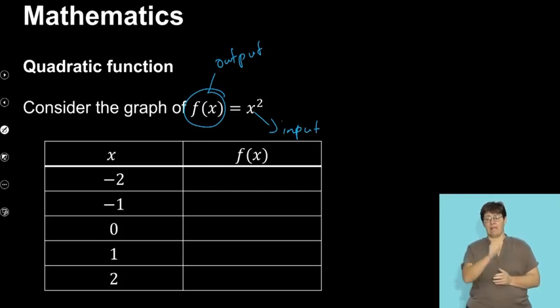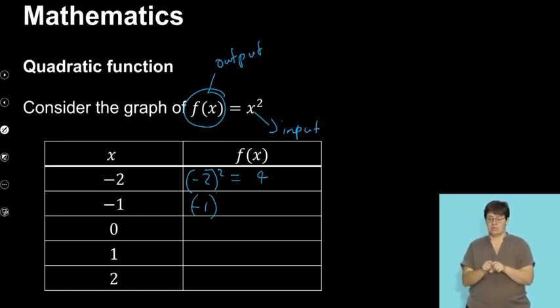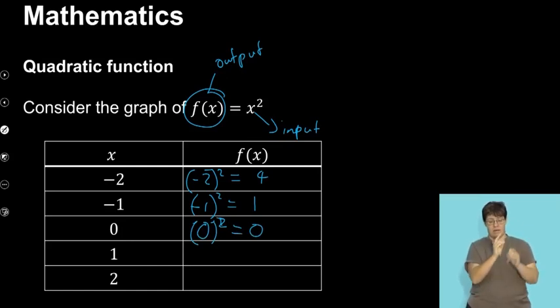So when x is minus 2, the value of f of x is going to be minus 2 all squared, which will give me a positive 4. When x is minus 1, it will be negative 1 all squared, which will give me positive 1. When it's 0, it will be 0 squared, which equals 0. Then 1, it will be 1 all squared, which equals 1. And when it's 2, it will be 2 squared, which equals 4.